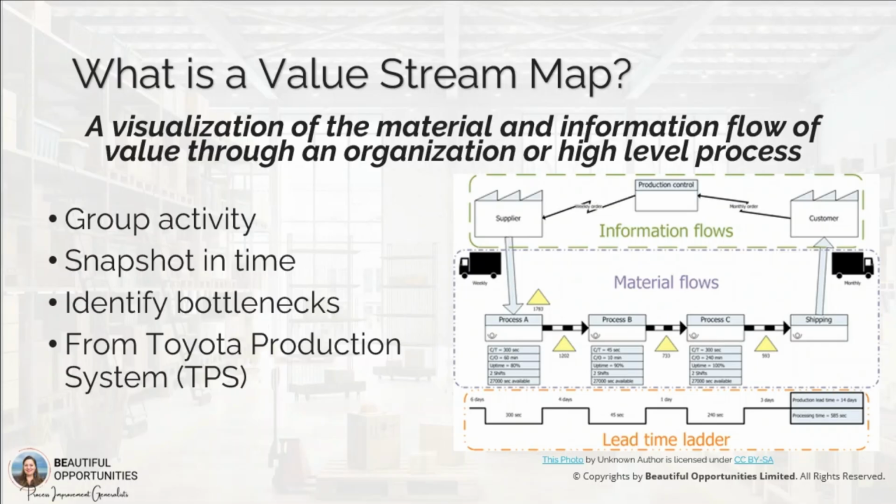This map is a snapshot in time of a process that allows you to identify bottlenecks and other areas of opportunity. Constructing this map should be a group activity where you lead a team through identifying the flow of value from supplier to customer, adding a significant amount of cycle time and lead time data.